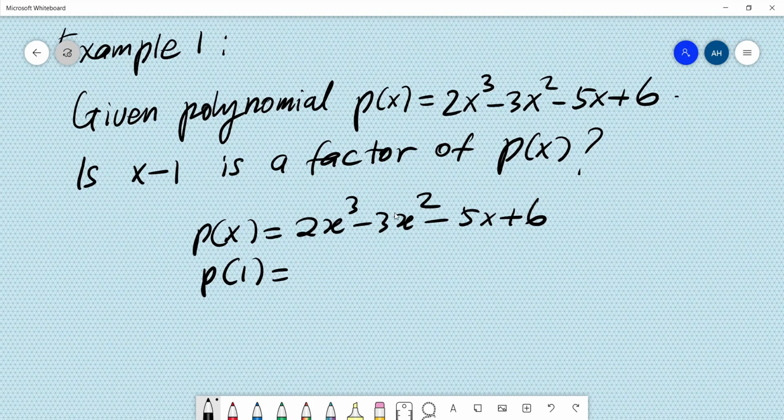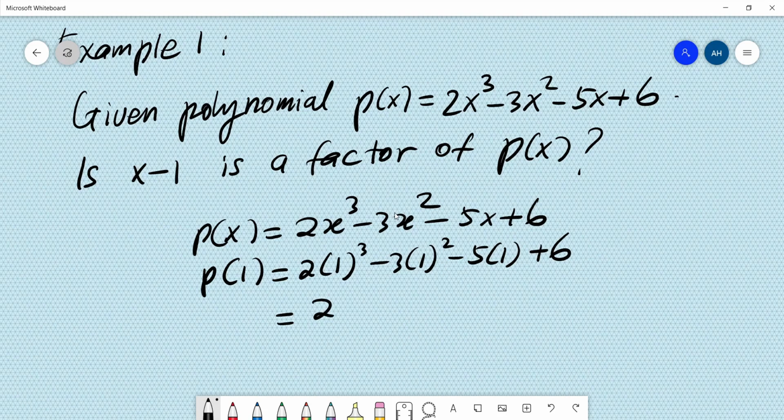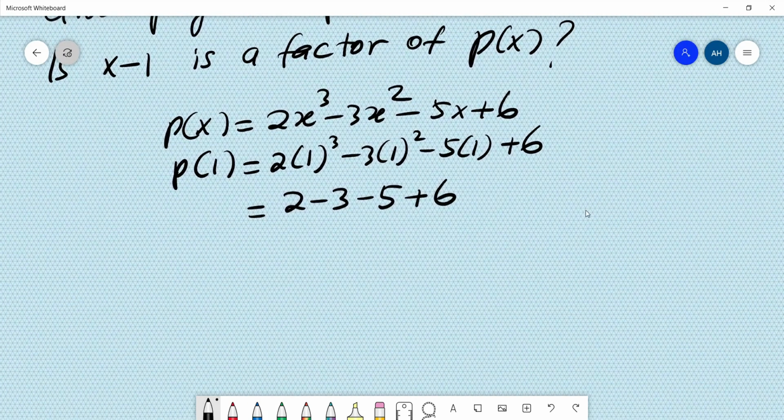Let's substitute x equal to 1. So 2 times 1 cubed minus 3 multiplied by 1 squared minus 5 multiplied by 1 and then plus 6. This is equal to, we have 2 there, we have minus 3 here, and then minus 5 there, and then plus 6. And let's see what's the value that we get.